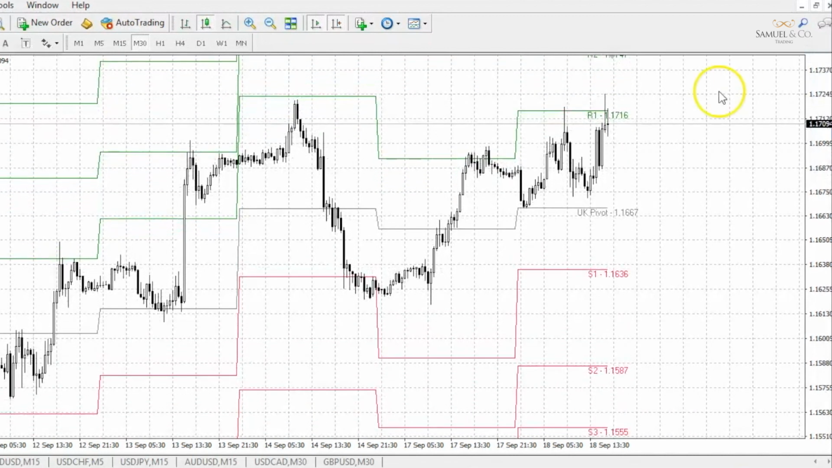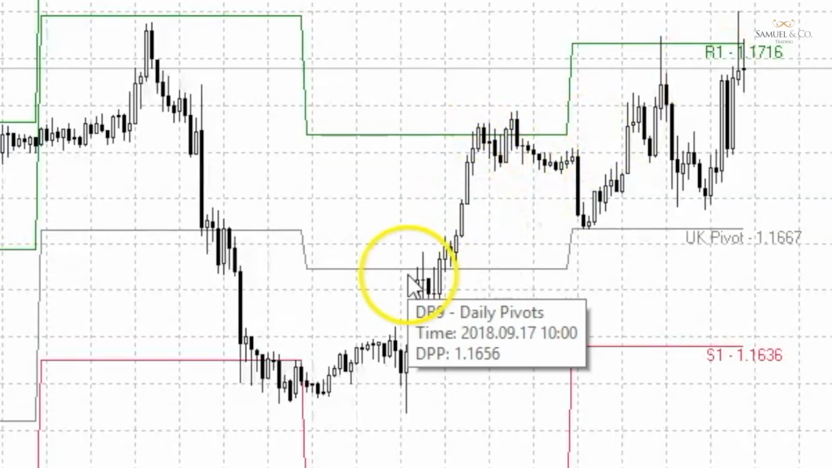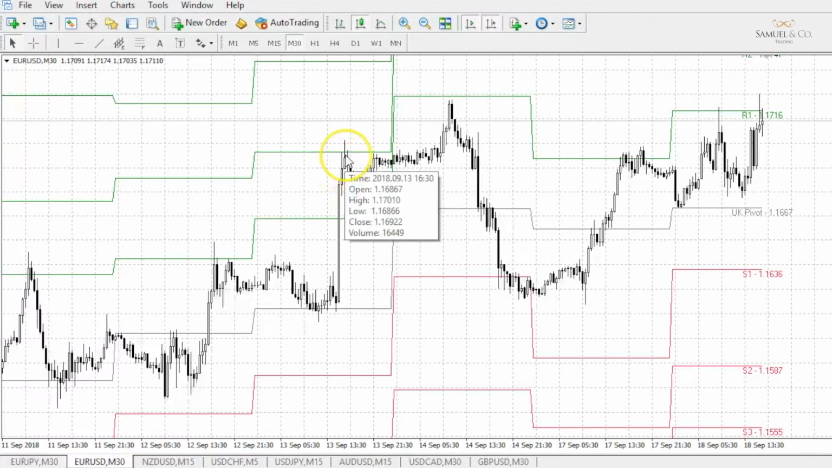I like to use them just like we use our discretionary support and resistance levels. I take these as mathematically based key levels, and we'll tend to see price stall when our candlesticks hit these levels time and time again, just as we can see here, literally bouncing off the UK pivot, breaking through our R1 level and then again stalling at our R2 for this particular day.